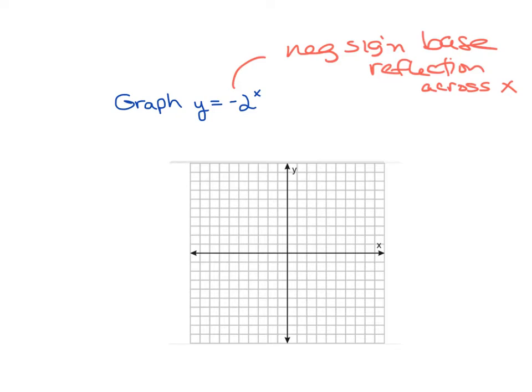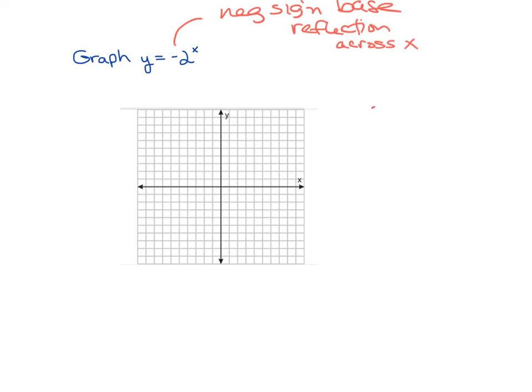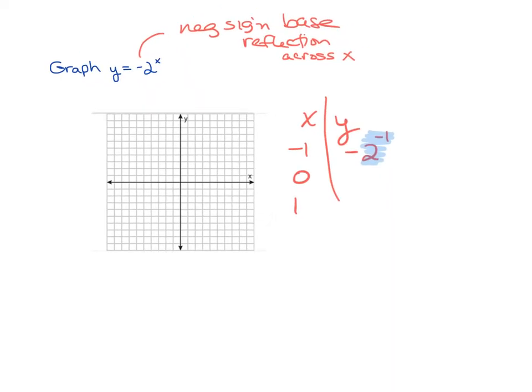So watch what happens when I make my table here. So x and y, when I plug in -1, 0, and 1, I'm doing -2 to the -1 power. This -1 exponent is only on the 2. The negative sign is going to drop in front of the answer. So this answer is going to become -1/2 because the -1 makes the 2 go underneath.